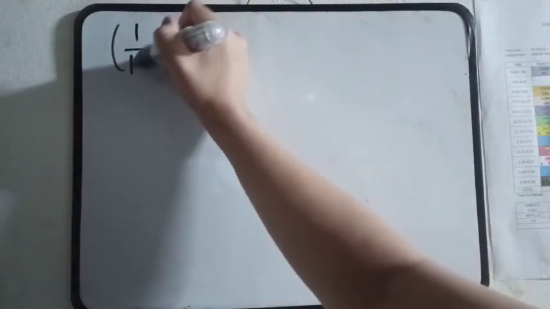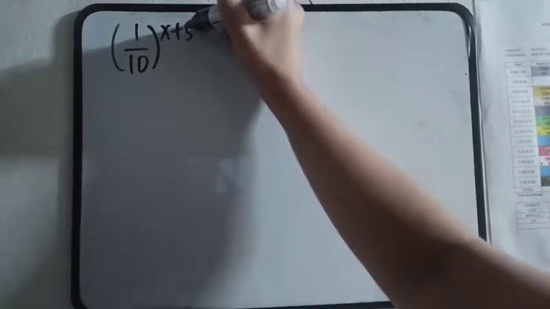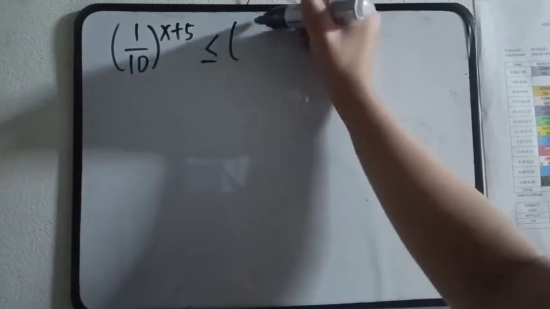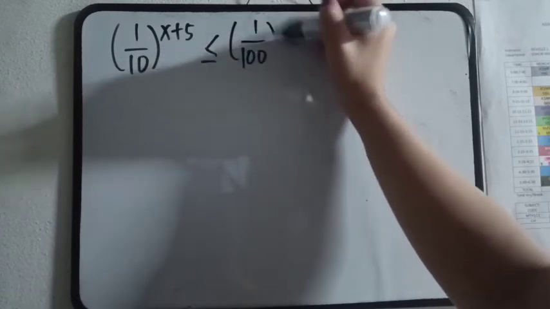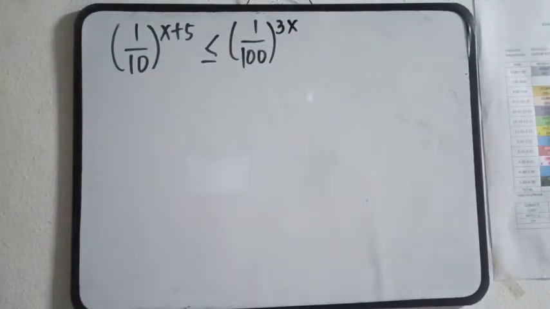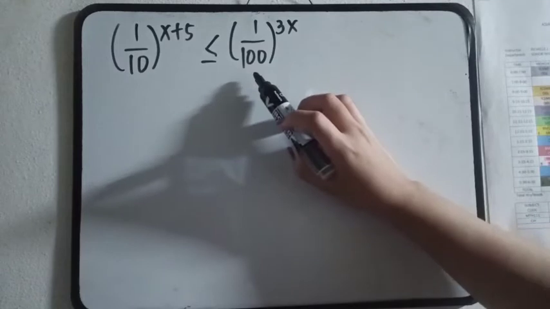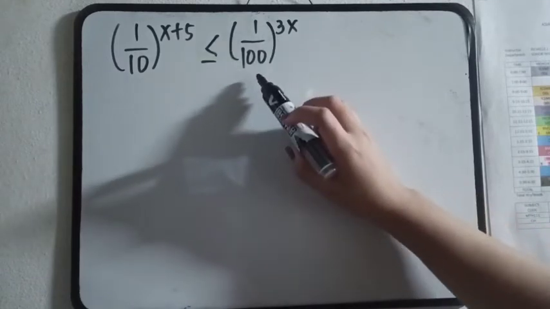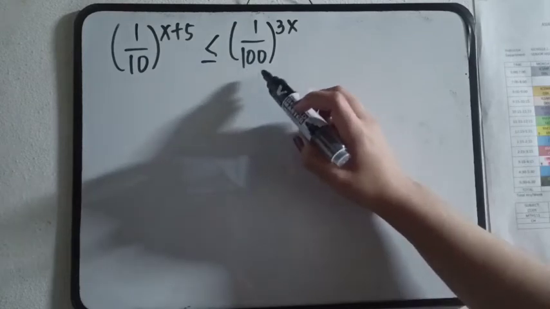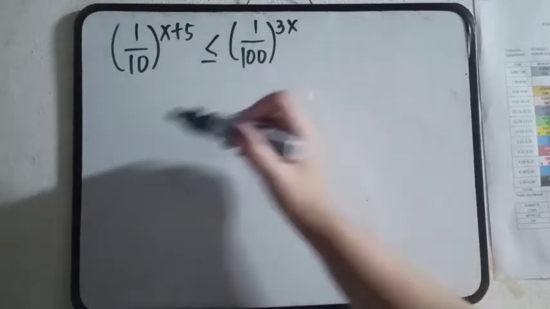Okay, so 1 over 10 raised to x plus 5 is less than or equal to 1 over 100 raised to 3x. Okay. So, dito ang base natin is 1 over 10. Dito naman is 1 over 100. So, si 100, pwede natin siyang i-rewrite as 10 squared, kasi 10 times 10 is 100.